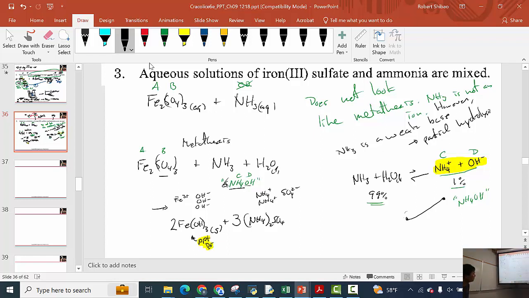Well, if I want 6 ammonium hydroxides, then in order to get that, I'm going to need 6 ammonias and 6 waters. And that will give me 6 ammonium hydroxides. So that gives me my 6 hydroxides. And then how many ammoniums do I have? 6. And that balances out. And so this would be balanced here.